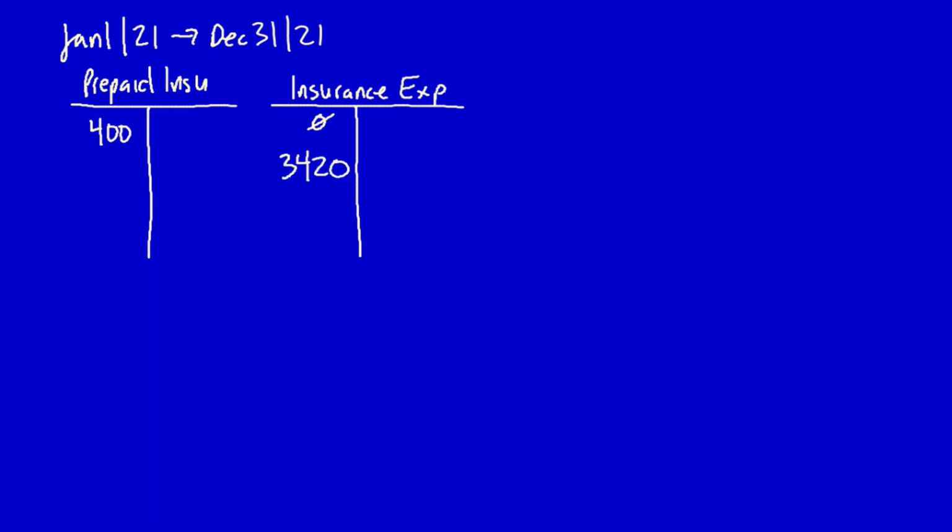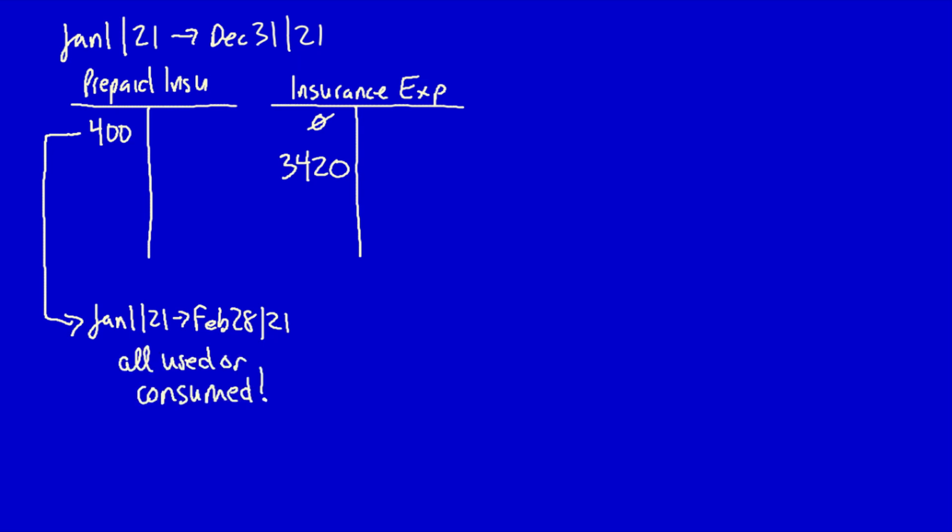Now let's think about this carefully. The prepaid insurance, $400, is related to the period from January 1st, 2021 to February 28th, 2021. Don't forget what date I'm standing in. I'm standing in December 31st, 2021. So how much of this insurance has expired, being used or consumed to help generate revenue? 100% of it. None of it belongs as an asset anymore.